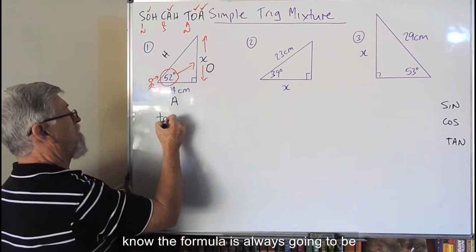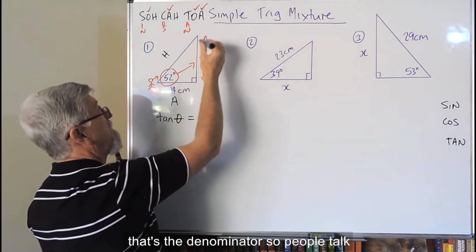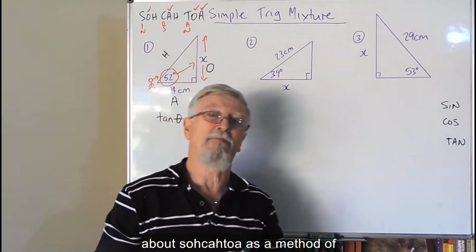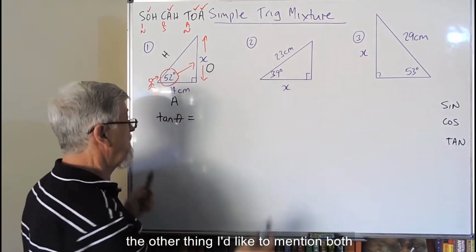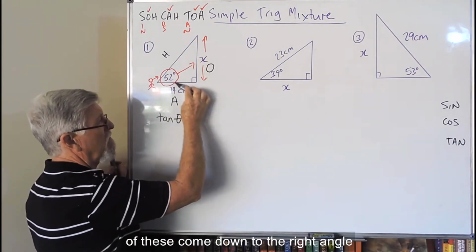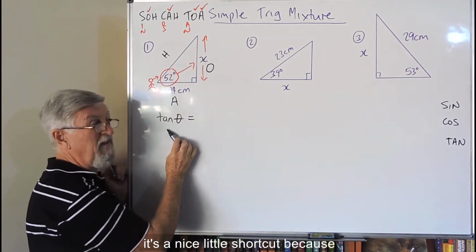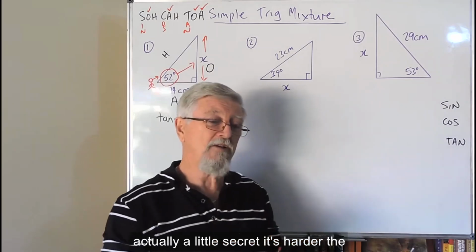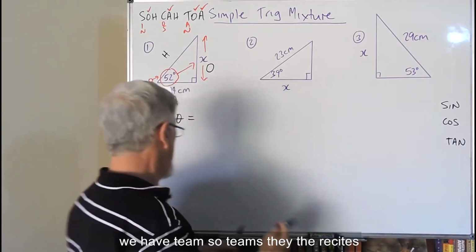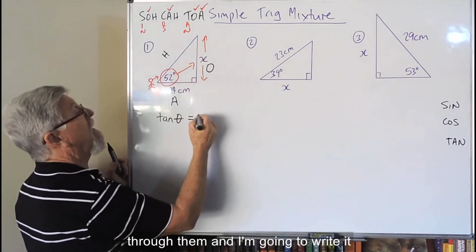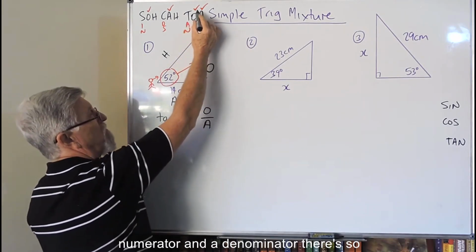So I can write down the formula. It's always going to be tan theta, with a numerator and a denominator. People talk about SOHCAHTOA as a method of remembering them. People have words and all sorts of systems they use. Both of these come down to the right angle. We're not using the hypotenuse, so it's going to be a tan question. This is a nice little shortcut because, a little secret, it's harder to design sine and cos questions and they're not as commonly used in life as tan. So tan theta is the opposite over the adjacent.